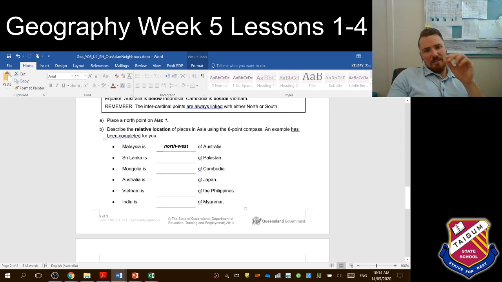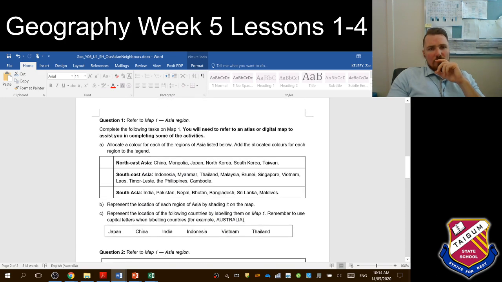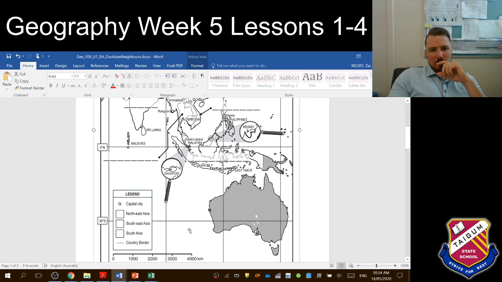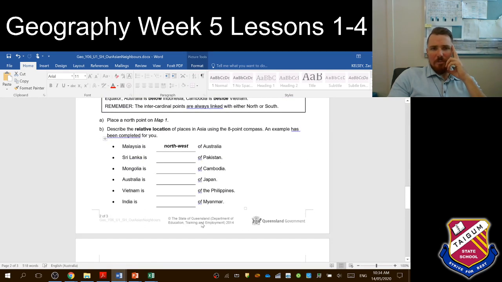So Sri Lanka is southeast of Pakistan. If I start in Pakistan, what direction do I have to travel to get to Sri Lanka? Let's do that as a guide. I'm not going to tell you, but if we start in Pakistan and need to get to Sri Lanka, is that going to be east? Is it going to be south, or is it going to be southeast? You tell me, and you pop that in the section, and we do the same for the rest of those questions as well.